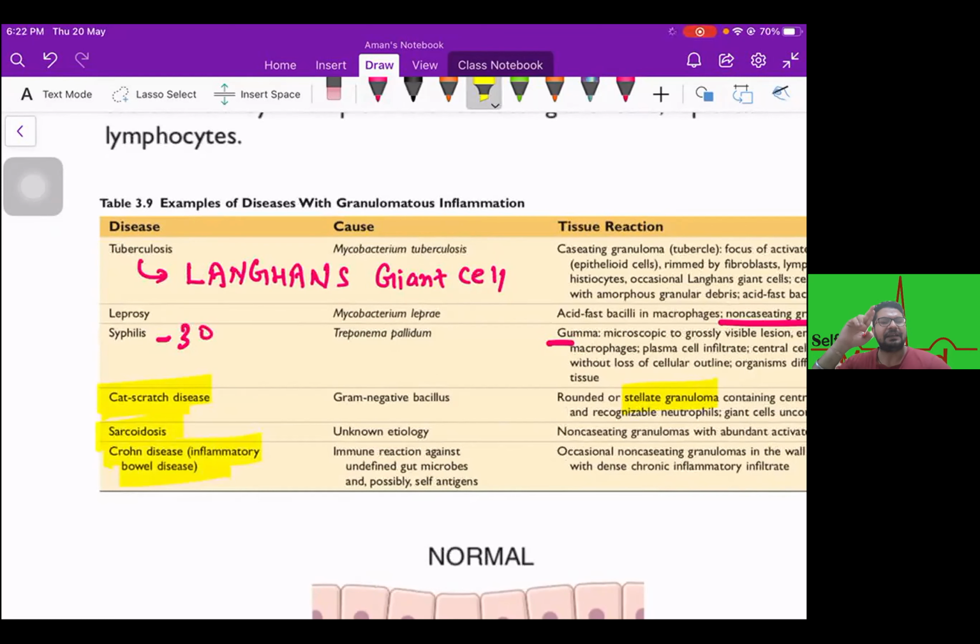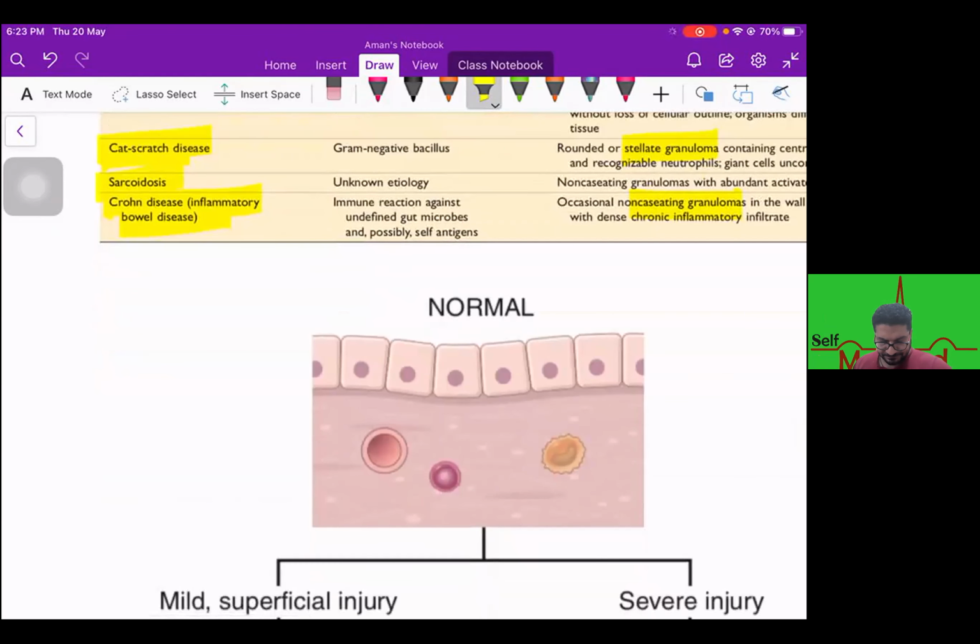Inflammatory bowel disease, there are two in number, Crohn's disease and ulcerative colitis. In Crohn's disease only, you will find granuloma.